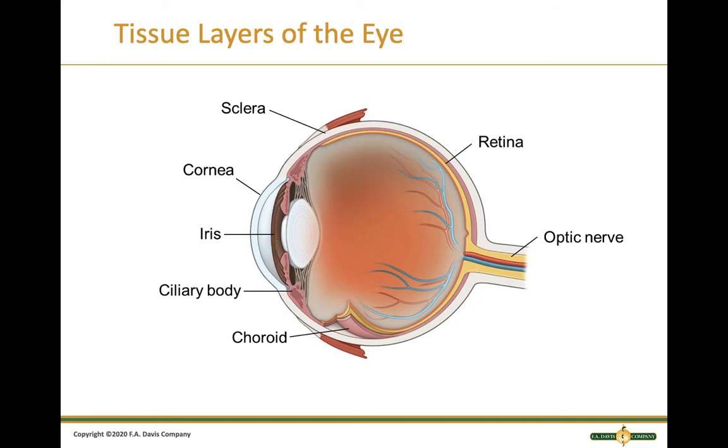So all the photoreceptors in the retina send their signals out, and they combine and they leave here and form the optic nerve, which then goes back to your brain. So it sends visual signals to the brain.